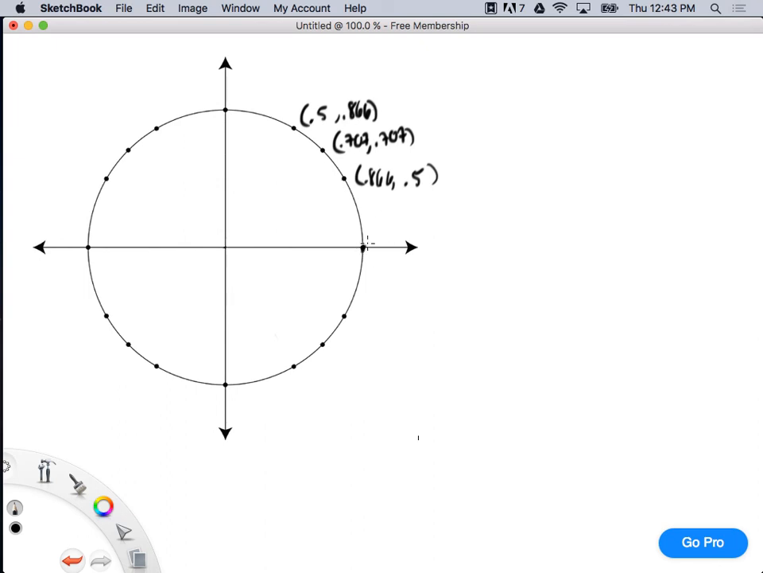Okay, this point here, is it up or down at all? Oh, it's right there on the x-axis. So what's the y value at this point? 0, right? So we know the y coordinate is 0. And if the radius of this circle is equal to 1, well, what's the distance from here to here? 1. So what's the x coordinate? 1. Very good.